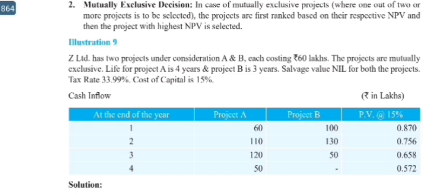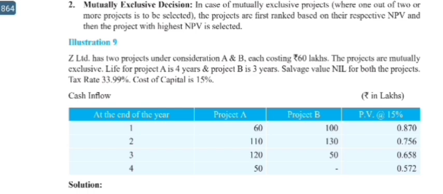So 60 lakh is the cost of the asset and the life of project A is 4 years. Salvage value is nil. So how will we calculate the depreciation? Cost minus salvage value divided by the life. So 60 minus nil divided by 4 equals 15 lakh. So 15 lakh is the depreciation for project A. And for project B, 60 divided by 3 gives 20 lakh. So 20 lakh is the depreciation for project B.